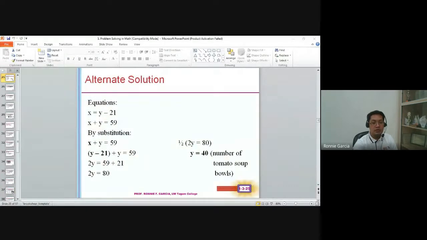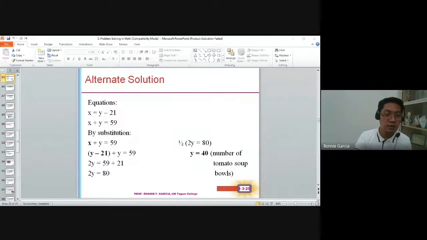Substitution. So first equation is x minus y is equal to 21. X is equal to y minus 21. That is the first equation. The second equation is x plus y equals 59. So pwede na ta substitution. Unsa i-substitute nato? Ang value sa x sa first equation, kay x is equal to y minus 21. So ang value sa x, pwede pulihan og y minus 21. So kaning second equation nga x plus y equals 59, pwede baylohan ang x og y minus 21.